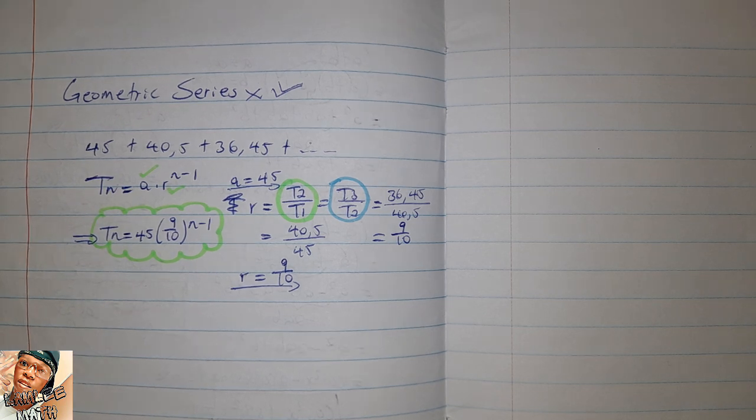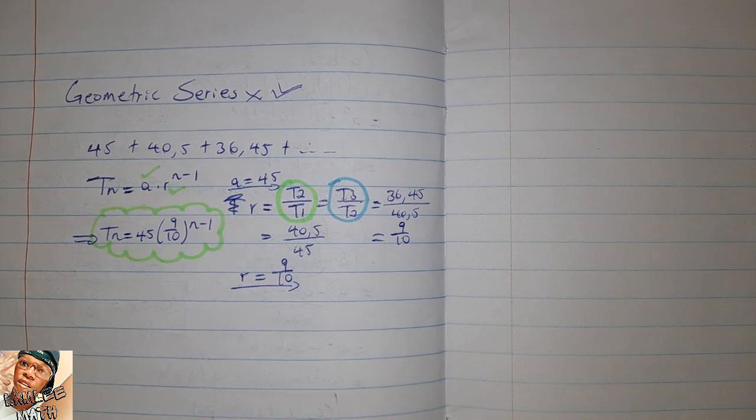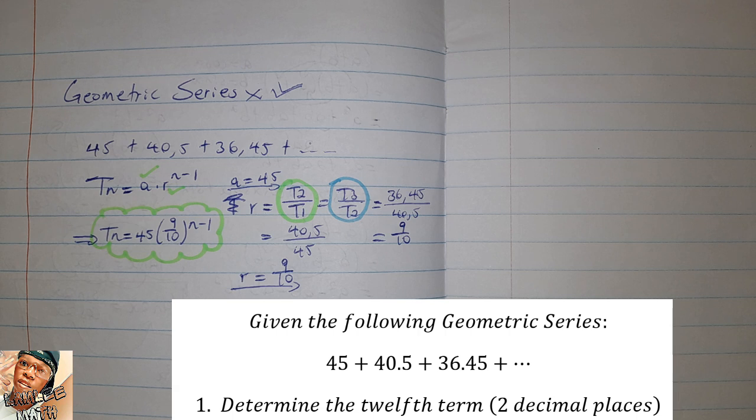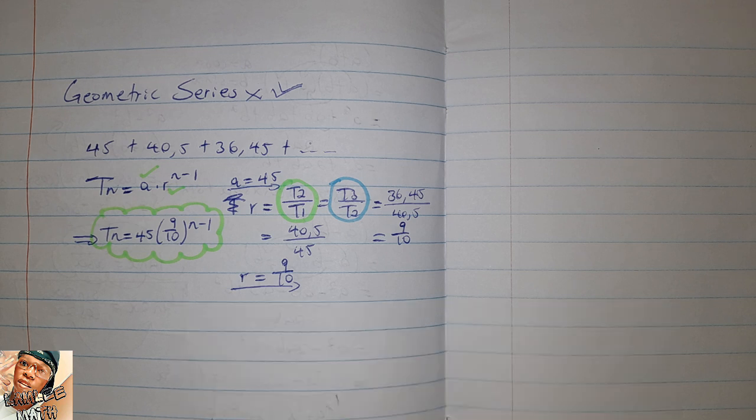Now let us go to the questions. This is how we analyze the information that we've been given. The first question says, determine the 12th term corrected to 2 decimal places. They want T12. To calculate T12, fortunately, we have already determined the nth term, and we said that Tn is equal to 45 multiplied by 9 over 10 to the power n minus 1, right?